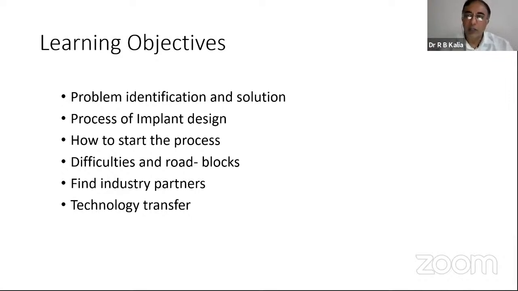Then, what is the process of designing a new implant? This is where the difficulty starts: how to start the process. We'll share a few of the difficulties and roadblocks we faced. Then, how to find an industry partner so that you are able to transfer your technology.